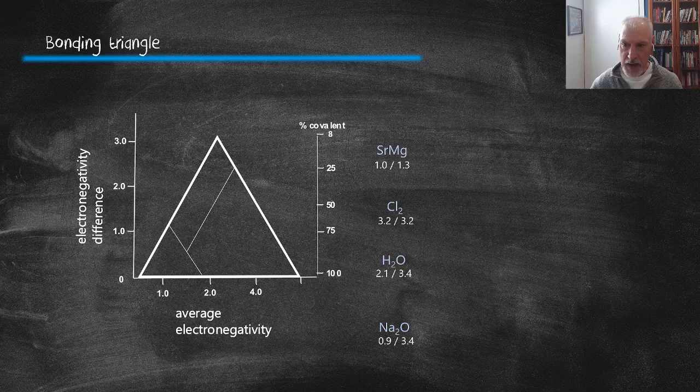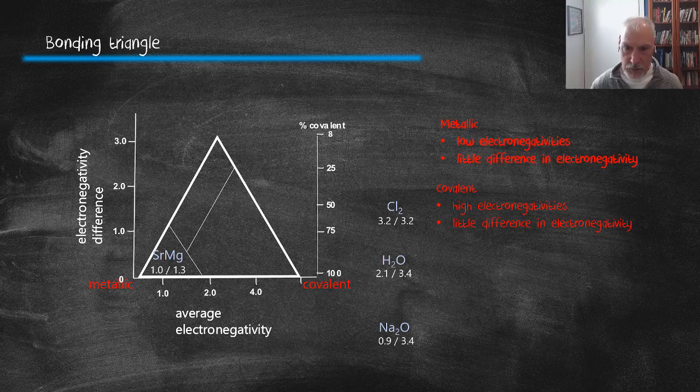I want to begin in the bottom left corner. By being metallic, they have low electronegativities, hence a low average electronegativity, and very little difference between them. My example here is a strontium and magnesium complex. We can see here the average is about 1.1 and the difference here about 0.3.